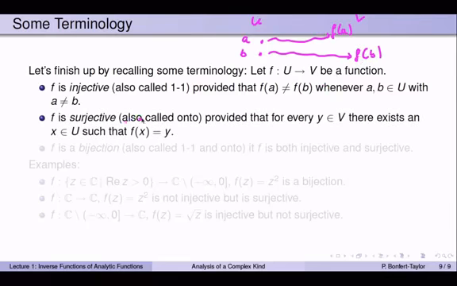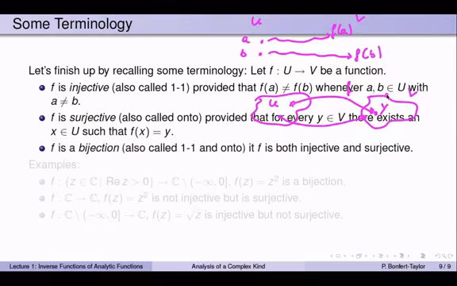f is surjective, also called onto, provided that no matter which v you start with, you can always find some value in u that is mapped under f to that v value. In other words, every value in v is hit by some x value. It could be hit by more than one x value, but there's at least one x value that is mapped onto this y value. f is a bijection, we also say it's one-to-one and onto, if it is both injective and surjective.